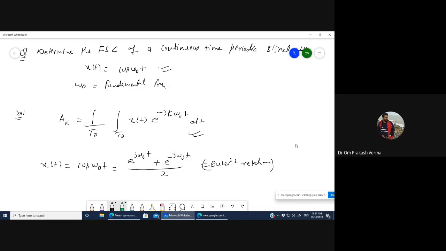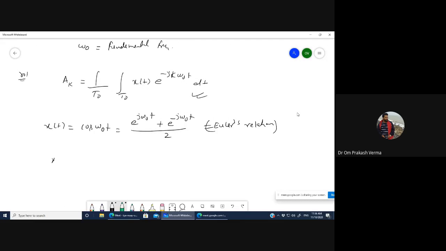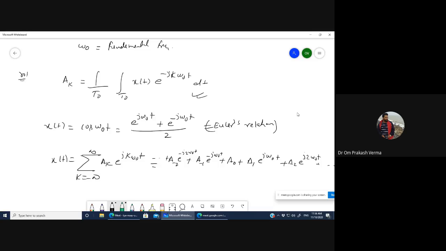So it is 1 by 2 e to the power j omega naught t. And what is the Fourier series? The Fourier series says summation of k equals minus infinity to infinity of a_k e to the power j k omega naught t. When you expand this equation, you can write a naught plus a1 e to the power j omega naught t plus a2 e to the power j2 omega naught t and so on, and on this side a minus 1 e to the power minus j omega naught t plus a minus 2 e to the power minus j2 omega naught t and so on.